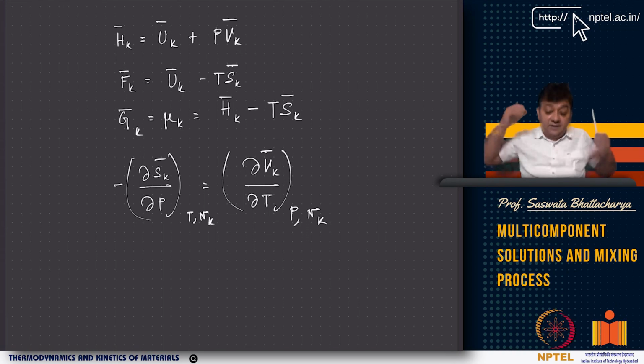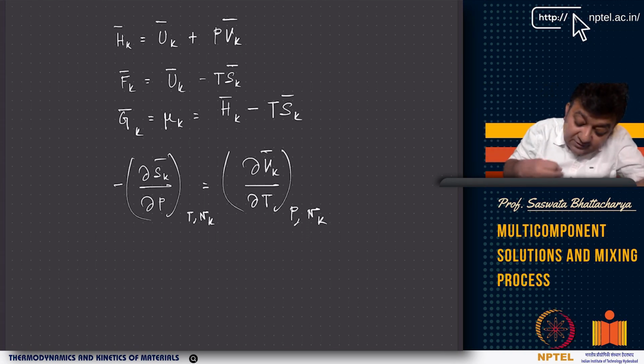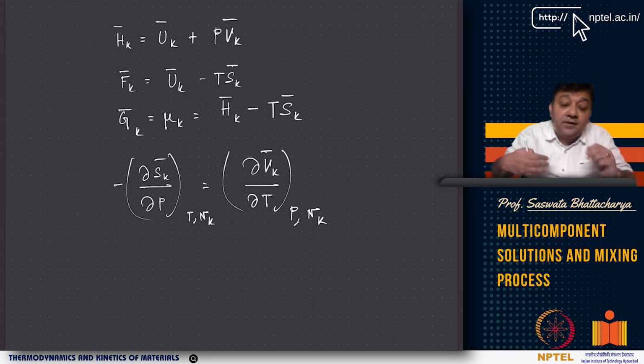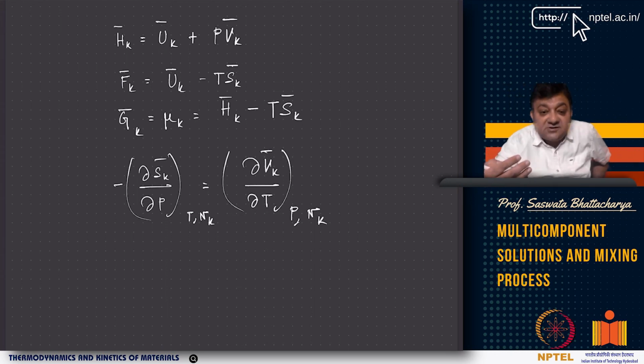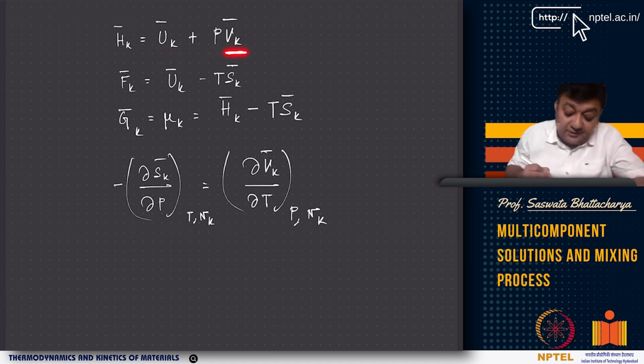Another important thing that I want to mention is that all the partial molar properties can also be written using the same definitions of thermodynamic potentials that we have derived previously. So basically, this is the partial molar enthalpy. The partial molar enthalpy of component K is equal to the partial molar internal energy of component K plus P times the partial molar volume of component K.